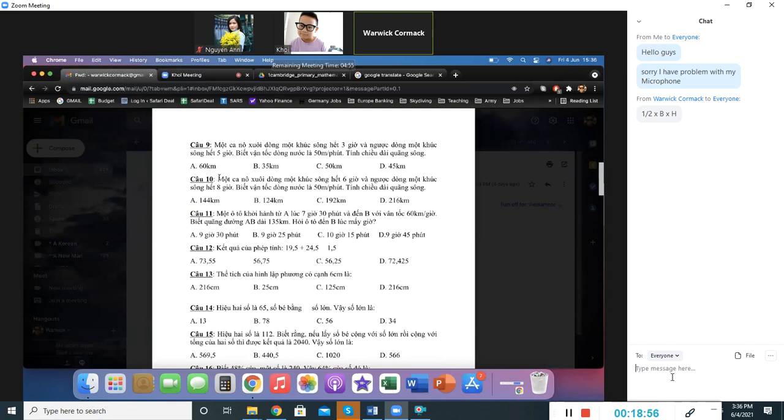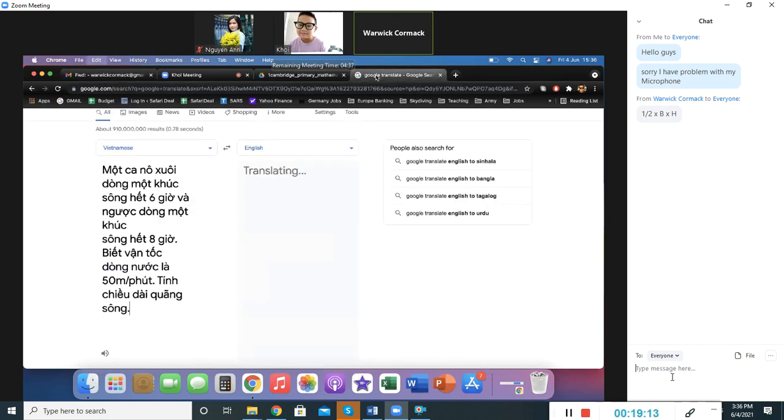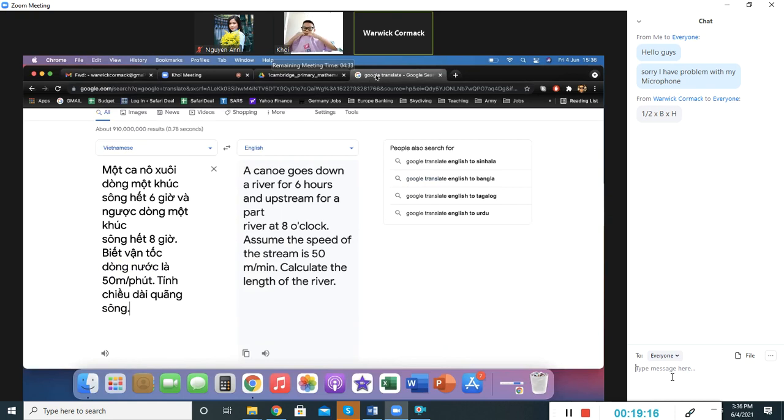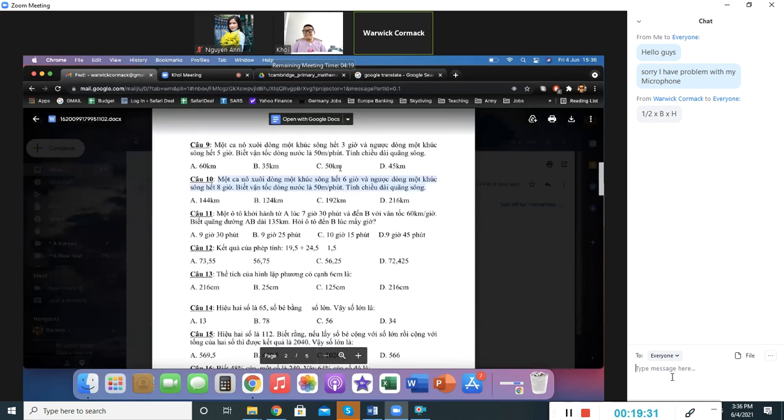Tell me, what does number 10 say? Is this almost the same now? Like it's the same as the 9 question, but it's 6 hours and 8 hours. Let's see what it says. A canoe goes down a river for 6 hours and upstream for a part of the river, but now it says 8 o'clock. Assume the speed of the stream is 5 minutes. Calculate the length of the river. I don't understand what this is saying. 8 o'clock. Then the other one says 5 hours. What is going on? Strange.